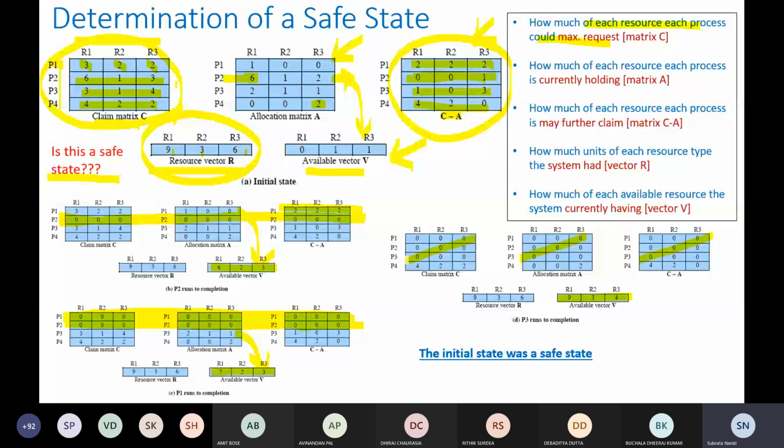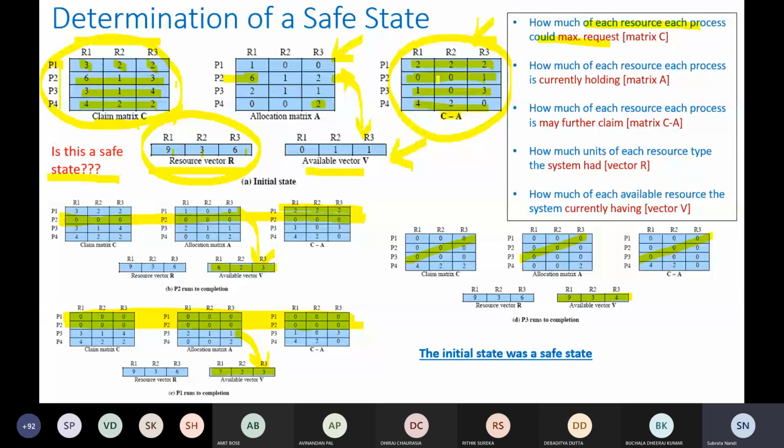And what can be the possible sequences? The possible sequences can be P2, P1, P3, P4. It can be P2, P3, P4, P1, because once P2 gets completed, I mean, their requests can be granted. So there can be several possible sequences towards completion, right? So this is how we actually determine whether a system state is safe or not.